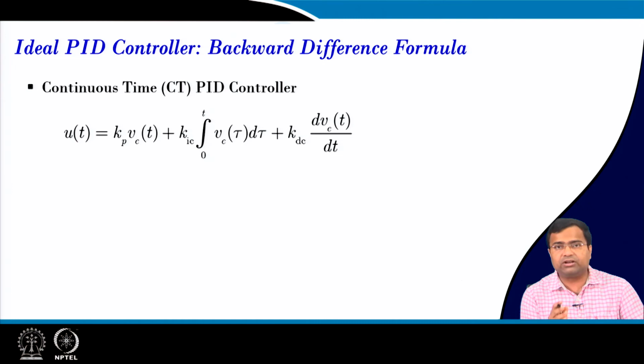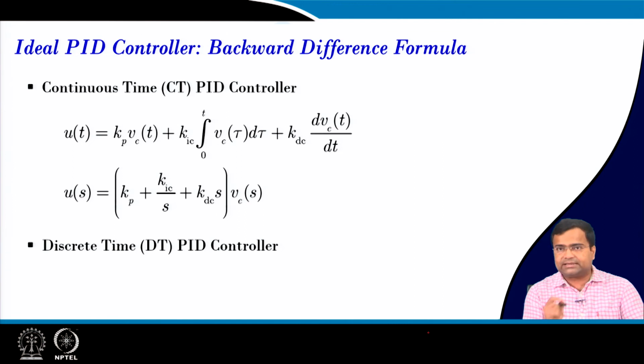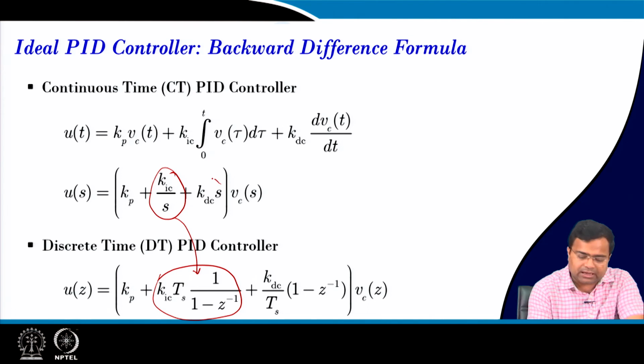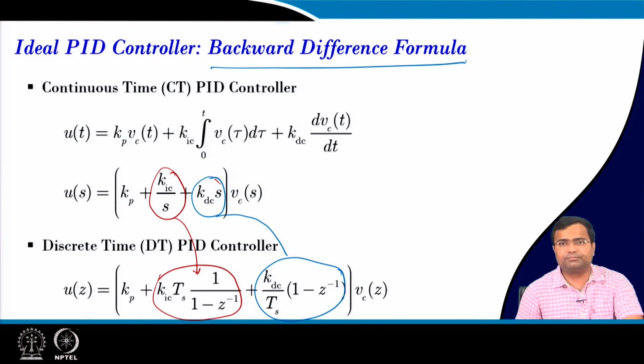So, this is a continuous time ideal PID controller, parallel form, and if we write it in the Laplace domain, it will be a function with 0 initial condition. Then in the discrete domain, if we use a backward difference formula, what will be our integral gain? We know that this term can be replaced by this term. Similarly, this term will be replaced by this term, and we are using the backward difference formula.